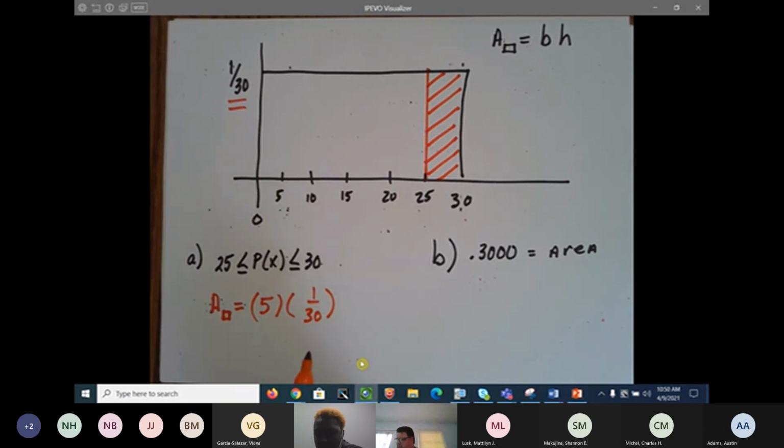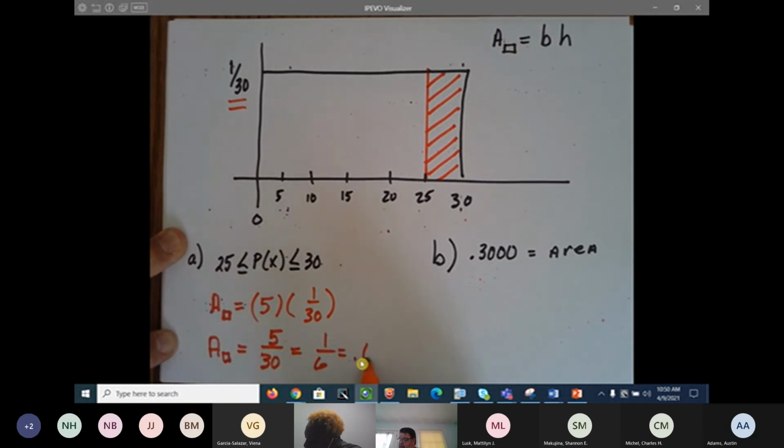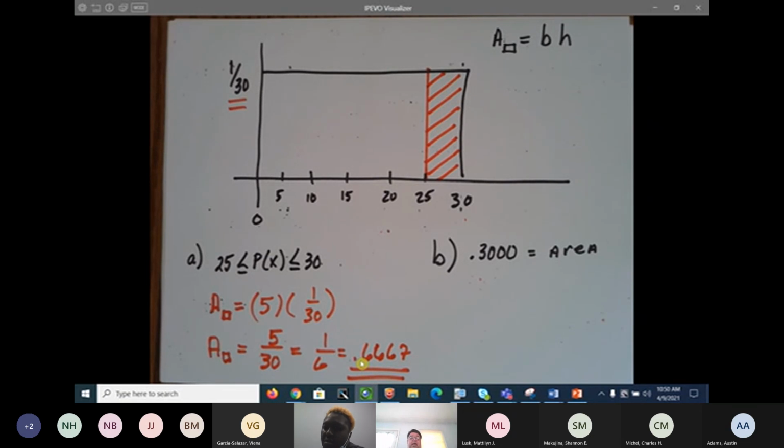There you go, Miss Dennis. All right. Area of 5/30, which is equal to 1/6, which is equal to 0.67. Okay, so that's the answer. There's a 66% chance that the person is going to be between 25 and 30 minutes late. I'm sorry, 0.16. 0.1666666. There's a 16% chance.